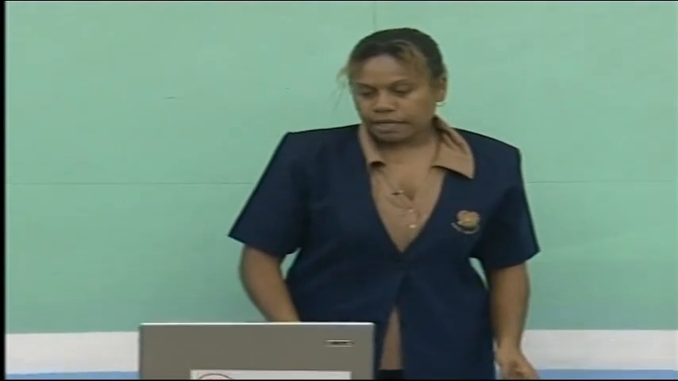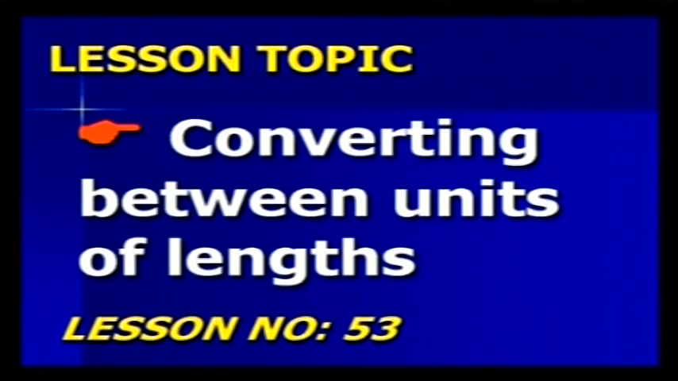All right, 7Es and receiving students. Our topic for today is converting between units of length. We are now on lesson 53. Our topic, converting between units of length.